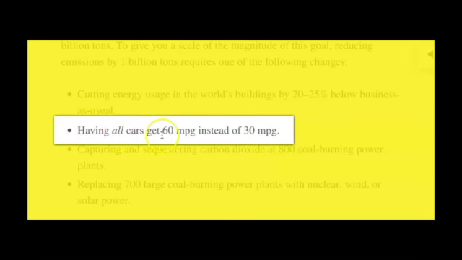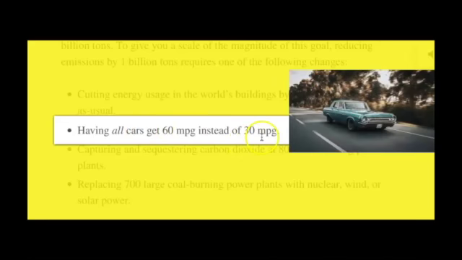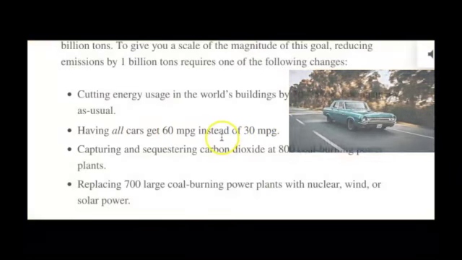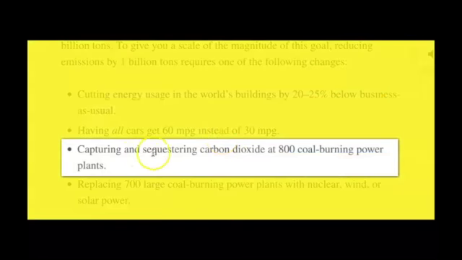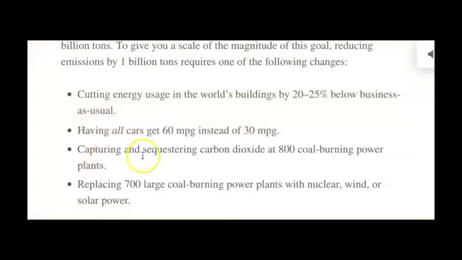Now that has to be all cars everywhere. So that old car that your grandma's still driving that only gets 10 miles per gallon, we need no more of that. Capturing and sequestering carbon dioxide at 800 coal-burning power plants, dioxide that would be emitted in the atmosphere, and storing it. And that's an attempt to reverse the process of burning fossil fuels that we looked at in the carbon cycle that has no reverse. And this is an attempt to do that.